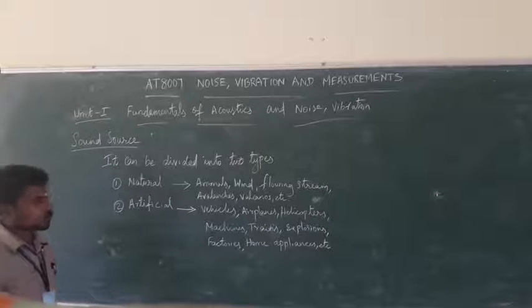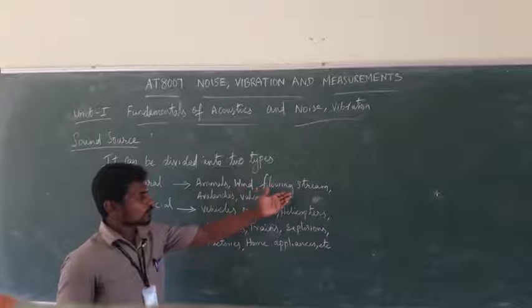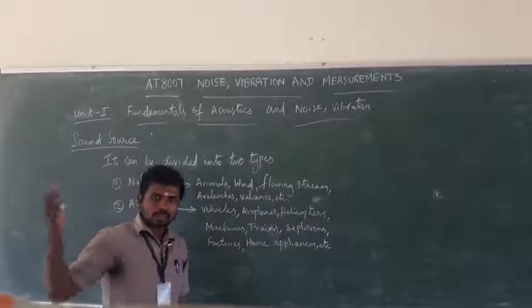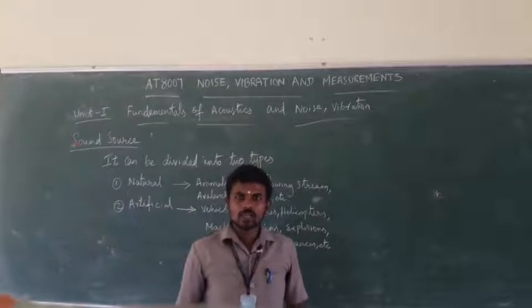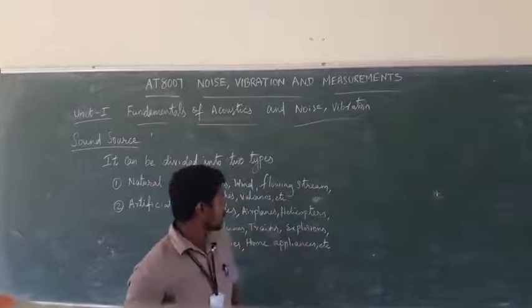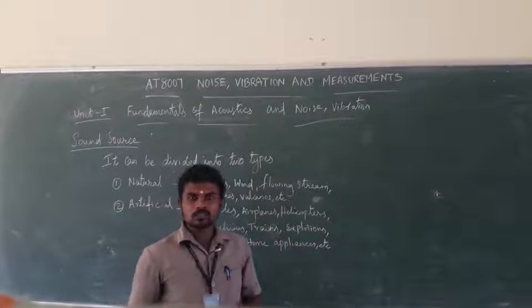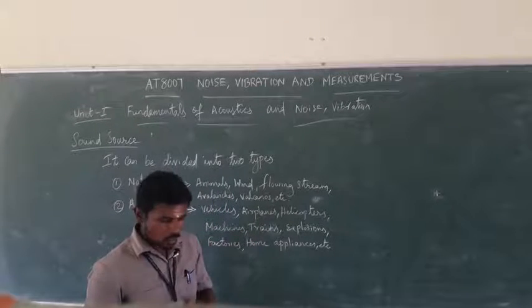For natural sound sources, we can say animal sounds, wind sounds, flowing stream sounds, avalanche sounds, and volcano sounds, etc. Like that, we can say a number of things. When an animal puts out a sound, that is also one of the sounds, right?